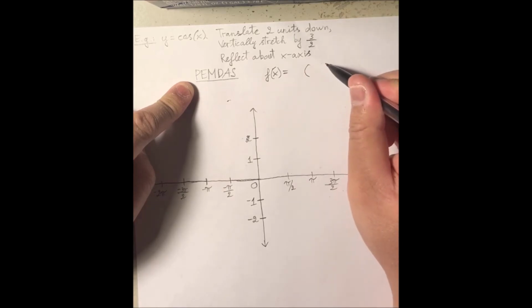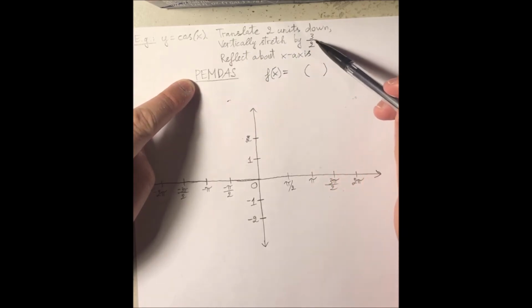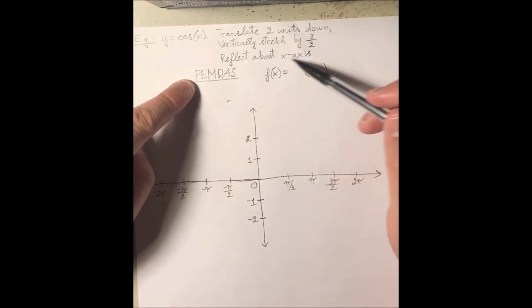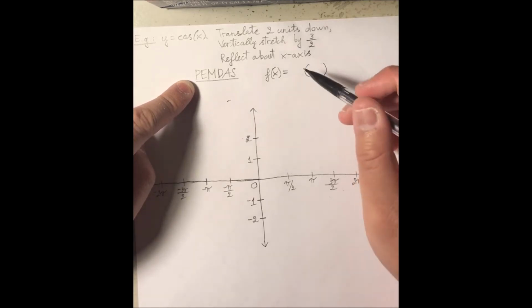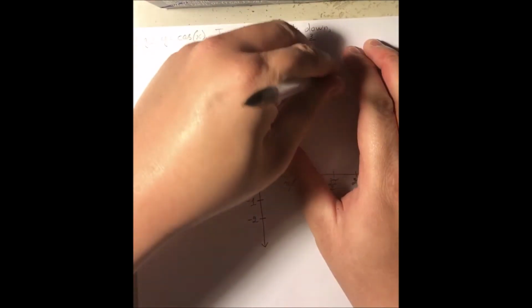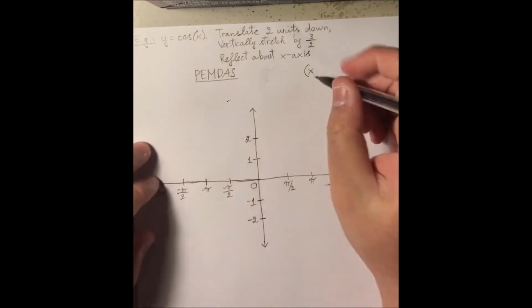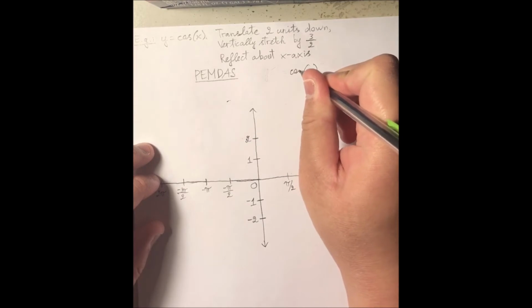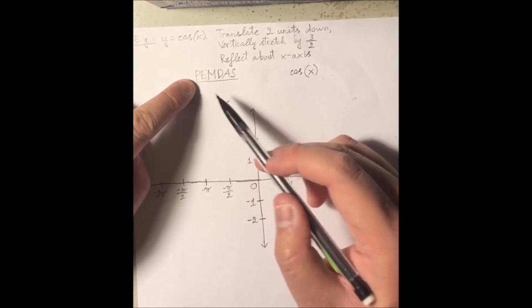For the parentheses, let's say we have translating 2 units down, vertically stretching by a factor of 3/2, and reflecting about the x-axis. Well, inside of parentheses is the horizontal translation, either to the left or to the right, but since we don't have any horizontal translation, we only have x inside the parentheses. So we'll have cosine of x. Now we are done with the parentheses.